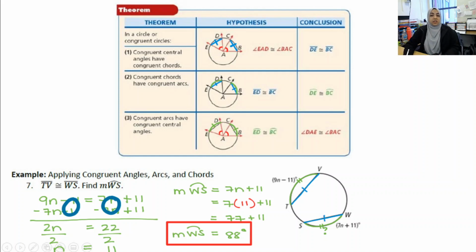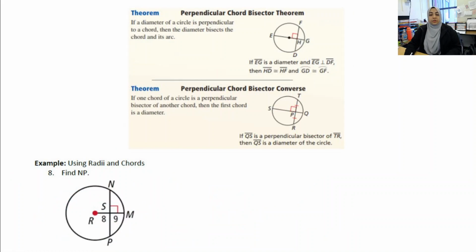Now on the back, we're going to talk about some perpendicularity theorems. So the perpendicular chord bisector theorem says if a diameter of a circle is perpendicular to a chord, so let's look at our diagram before we go on. So I have my diameter, and here is my chord, and here they are perpendicular, okay? Then the diameter bisects the chord and its arc.